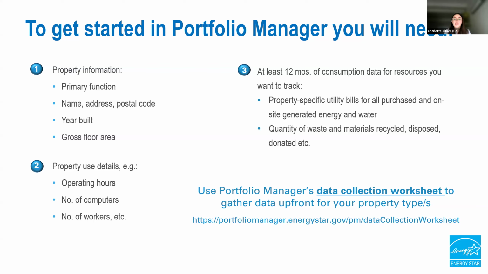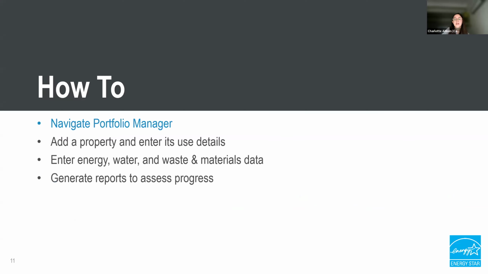So to generate metrics, you will need at least 12 months of data, and that is because all metrics in Portfolio Manager are annualized. For energy and water, this information typically comes from utility bills, which you will need for all purchased and on-site energy. The same goes for water. And then waste and materials is a little bit different, but today we'll be focusing on energy. So now we'll take a look at navigating the tool.